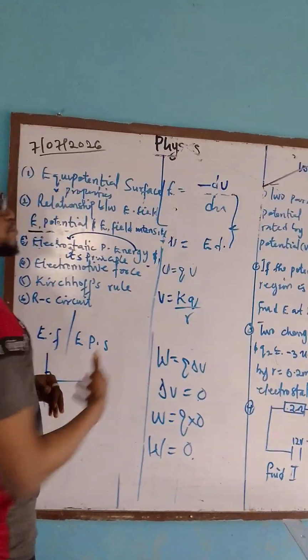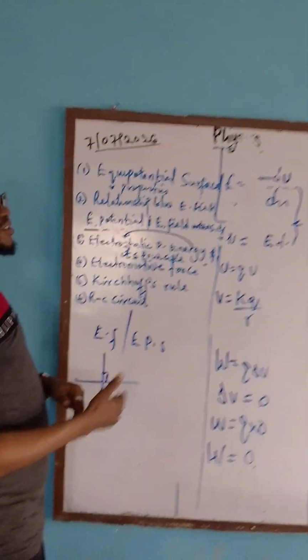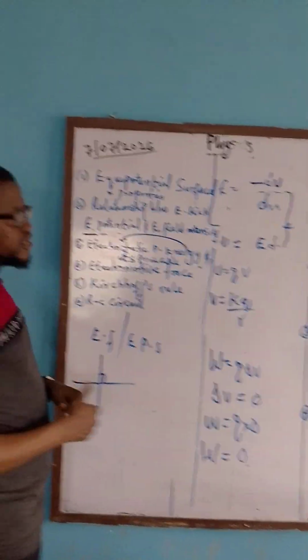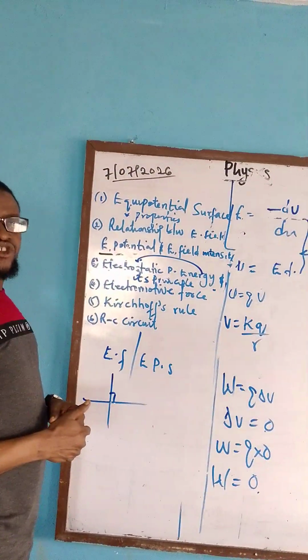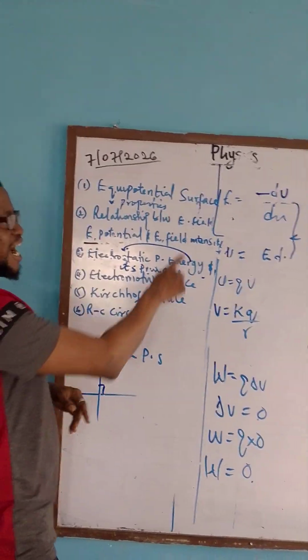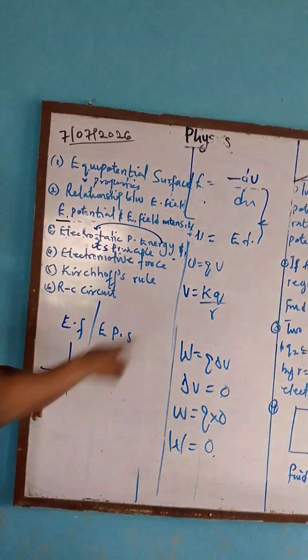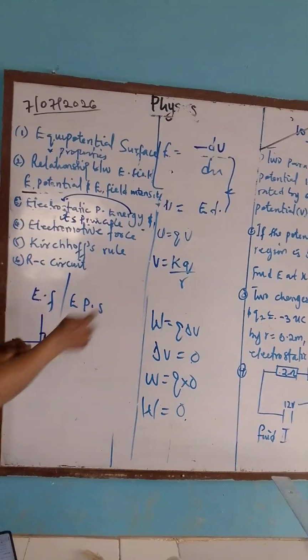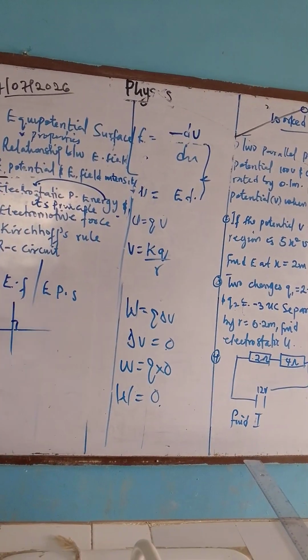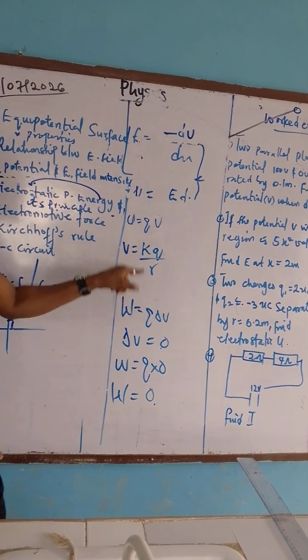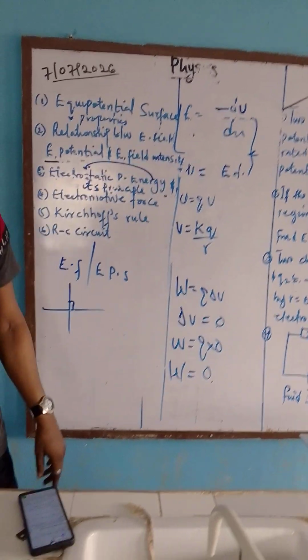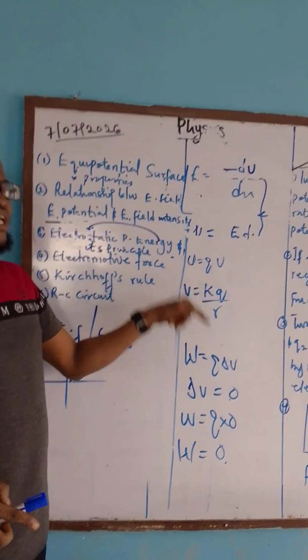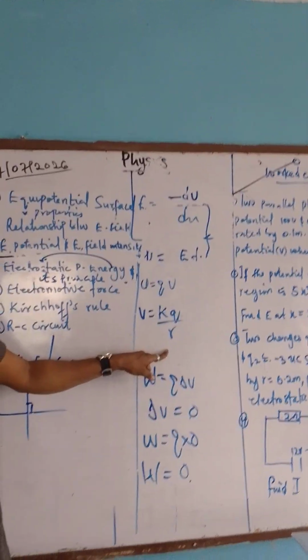So note this for the relationship between electric field and electric potential. Note this for the relationship between electric potential and electric field intensity. This is electric potential, but E stands for electric field intensity. This V, which is electric potential, can as well be given by this formula: V equals KQ over R. R is the same thing as the distance.